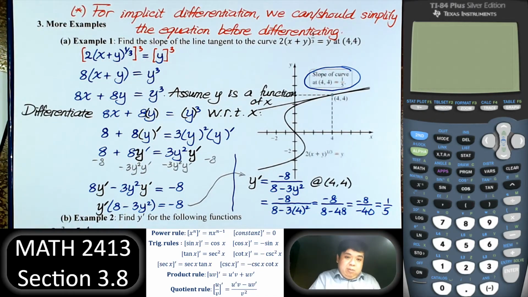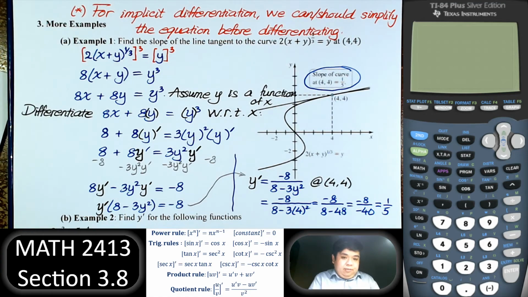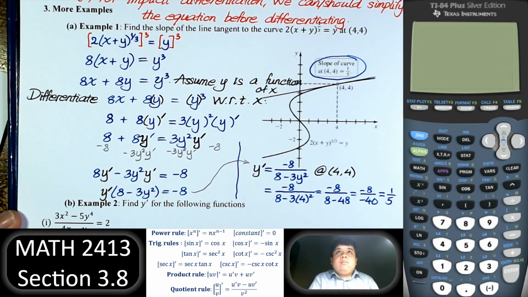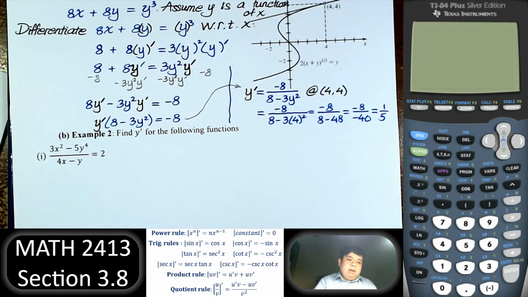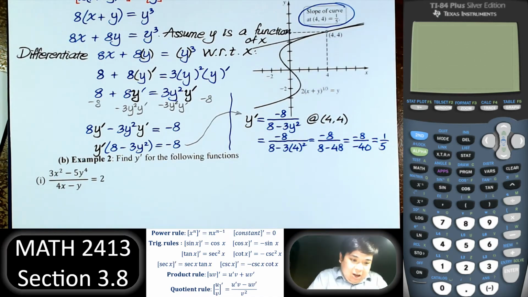Yeah, so we should do that. Like this is an example. We can see that advantage. Once again, we cannot put that in the calculator because this is not a function. Right. Next.